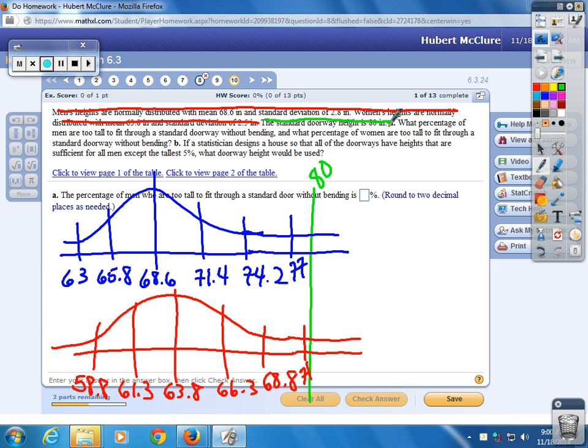All right. What percentage of men are too tall without bending, and what percentage of women? So too tall would be what? To the right, here, and there. So let's go ahead and find this Z-score right here. I'll take my 80 and subtract my mean for my men, 68.6, over 2.8, and somebody give me that Z-score.